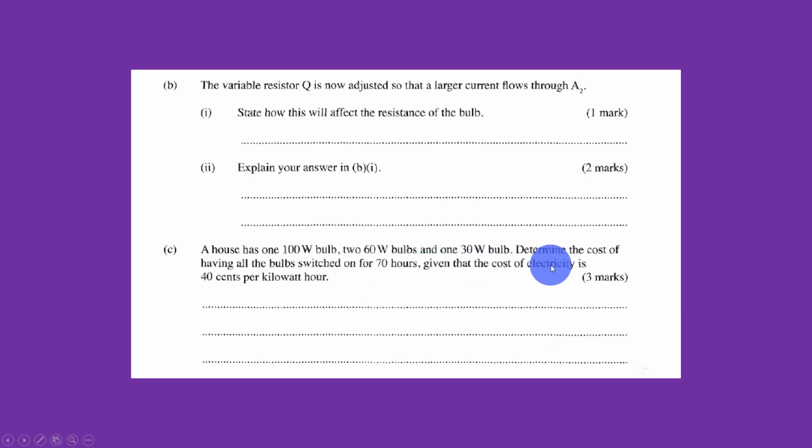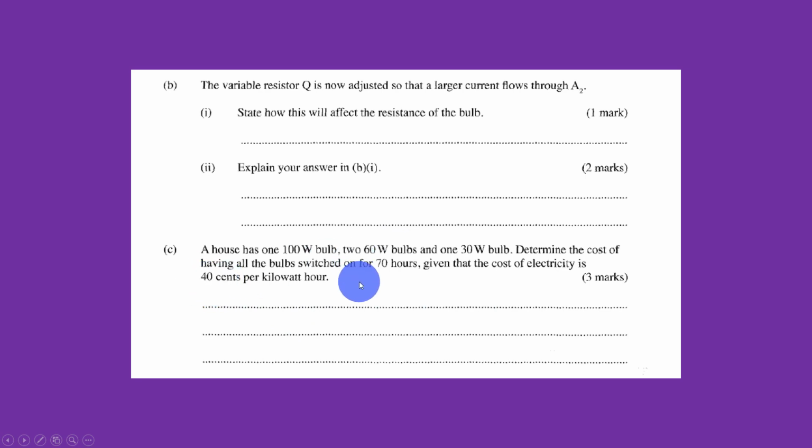This is about calculating the cost of using one bulb of 100 watts, two 60 watt bulbs, and a 30 watt bulb. Determine the cost of having all the bulbs switched on for 70 hours, given that the cost of electricity is 40 cents per kilowatt hour. Of course, here we need to get the number of kilowatt hours, and then we are going to multiply the energy consumed in kilowatt hours by the costing.